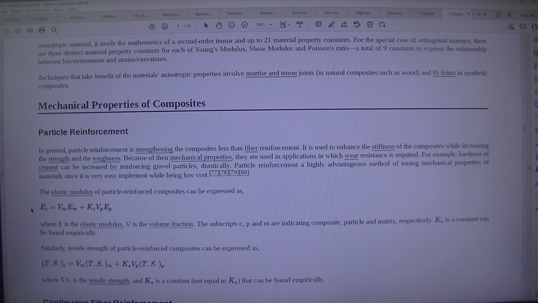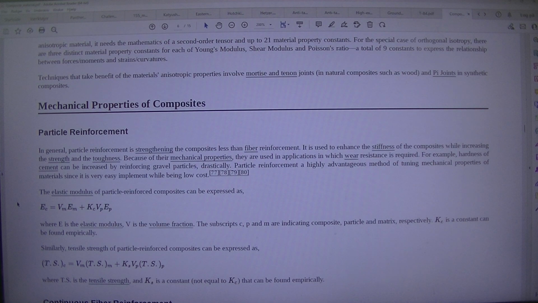For the special case of orthotropy, there are 3 distinct material property constants for each of Young's modulus, shear modulus, and Poisson's ratio, a total of 9 constants to express the relationship between forces/moments and strains/curvatures. Techniques that take benefit of the material's anisotropic properties involve mortise and tenon joints in natural composites such as wood, and pi joints in synthetic composites.